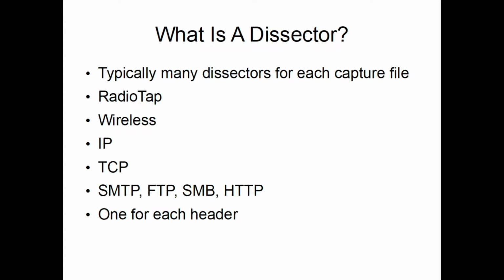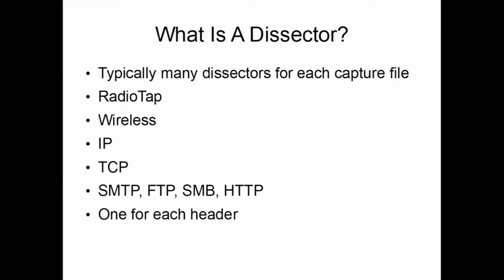And I say typically because if the protocol you're dealing with is sitting on top of TCP/IP, and let's say you captured it and it's been carried in wireless, then the radio tap dissector will be involved in dealing with that, because there will be a radio tap header in that PCAP file, and then there will be wireless stuff, so the 802.11 dissector will be involved, and then IP, TCP, and then your protocol, whatever the protocol is. And you can think of this as one for each of the headers.